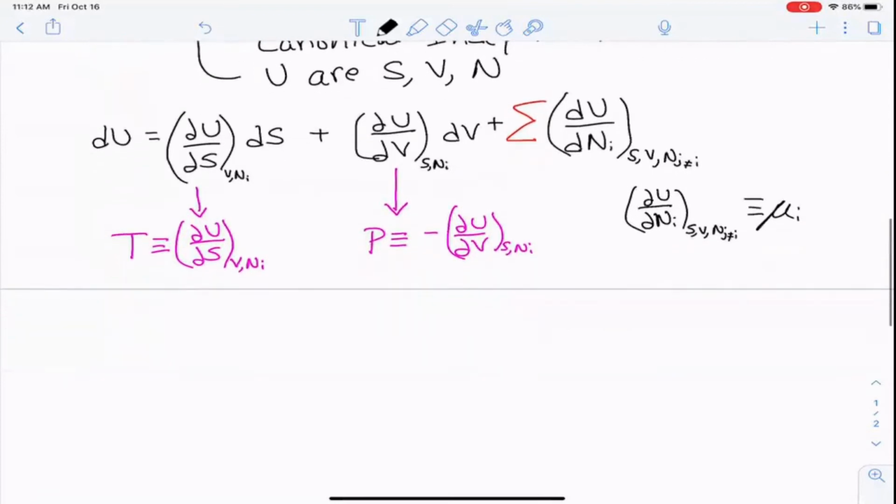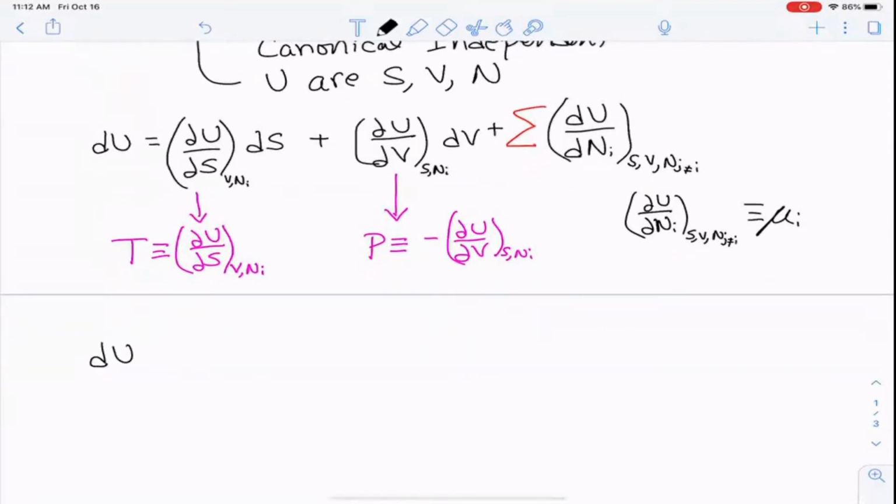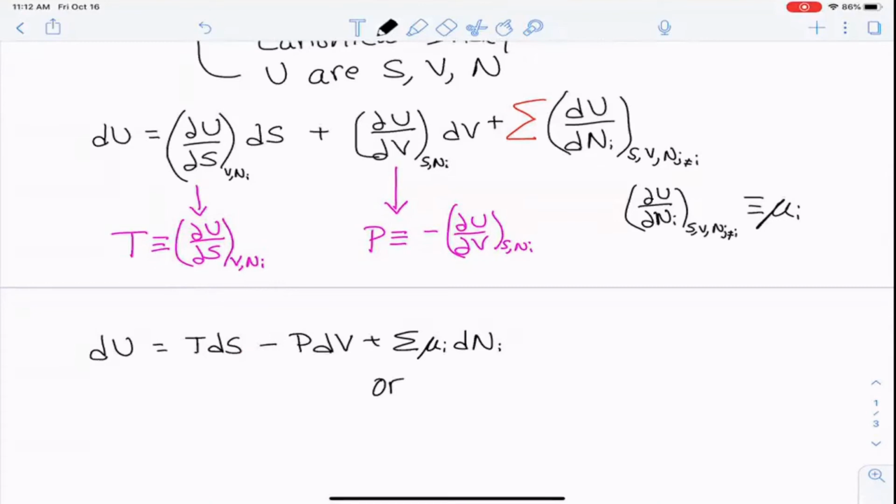And so if we look at it this way, the differential for u is just equal to TdS plus or minus PdV plus the sum of the chemical potential of species i times the change in the number of moles of that species. Or if we have a single component system, or if we don't have any change in the composition and we want the intensive form, we also can write that du is equal to just TdS minus PdV.